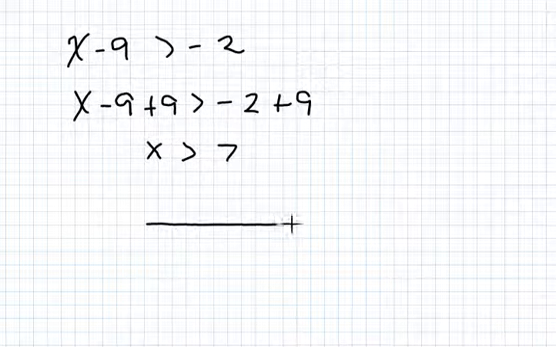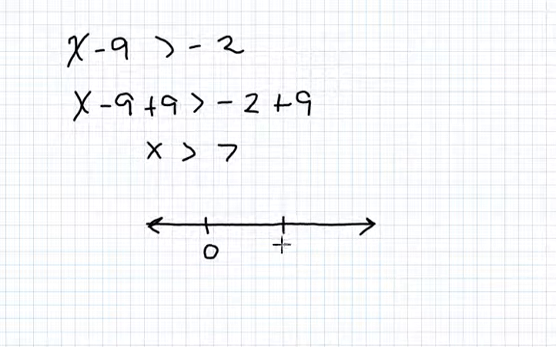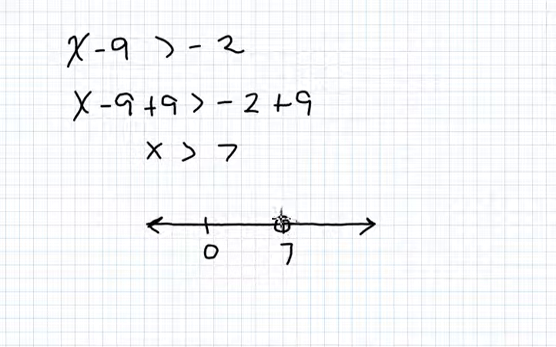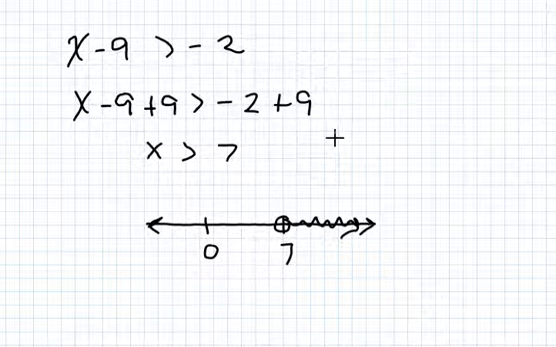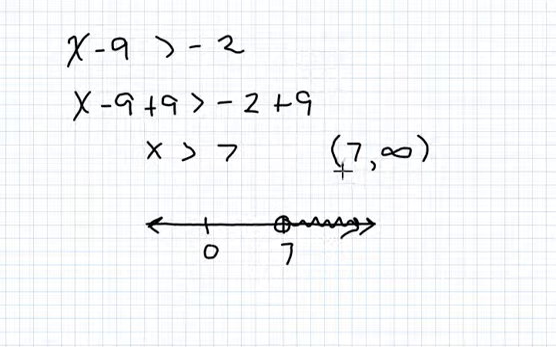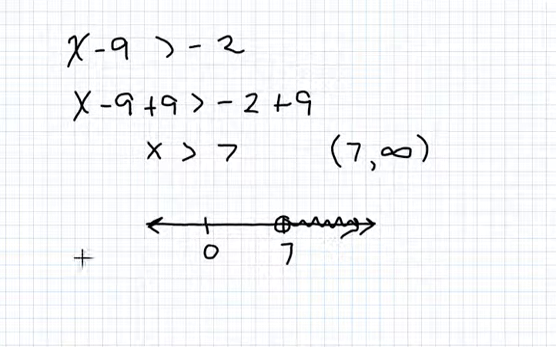Now let's go ahead and draw a graph. Attempting to draw a straight line here, that's not too bad. I'm just going to label 0 here, and we'll say 7 is here. You notice this doesn't include the equal sign, so I'm going to put just a circle here, and then it's everything greater than 7. Now our interval notation will be a parenthesis. You notice I put a parenthesis here indicating that we can't use 7, and it goes out to infinity.